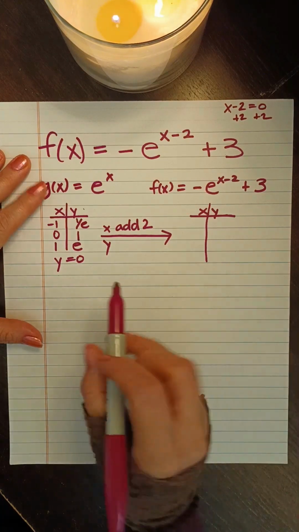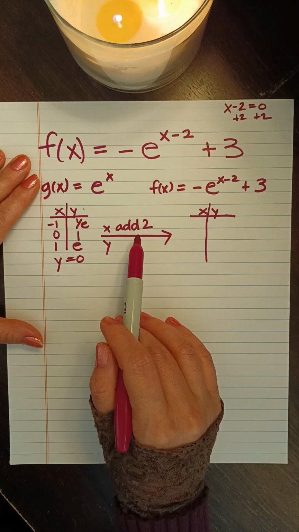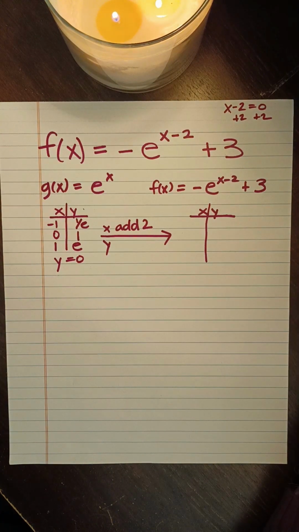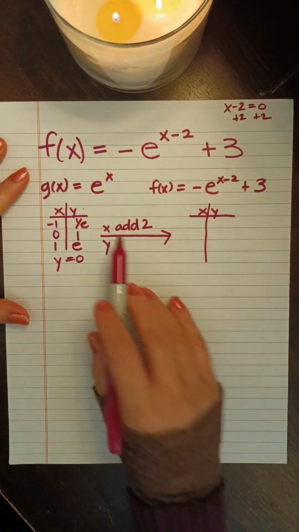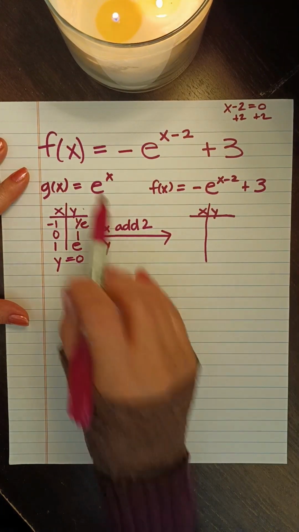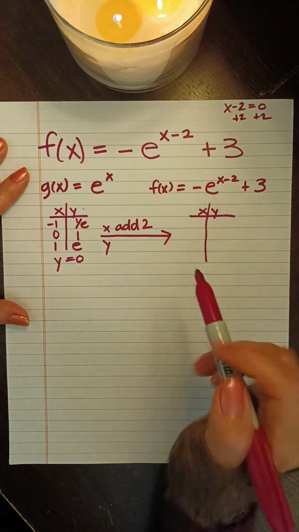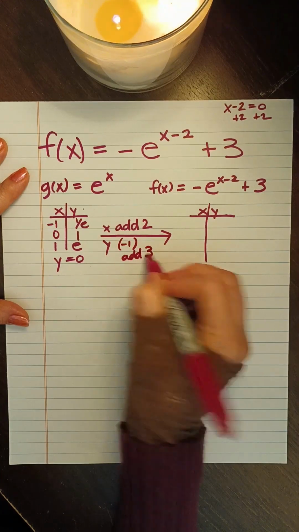Since we added 2, you'll see in a minute that we will be able to evaluate this function. It'll be e to the 0. So let's just continue. Anyways, do the opposite to your x's. Then to the y's, let's look at what happened. From here to here, we multiply by negative 1 and then add 3. So multiply by negative 1, add 3.